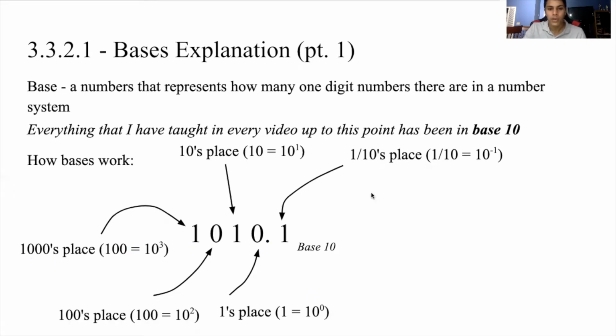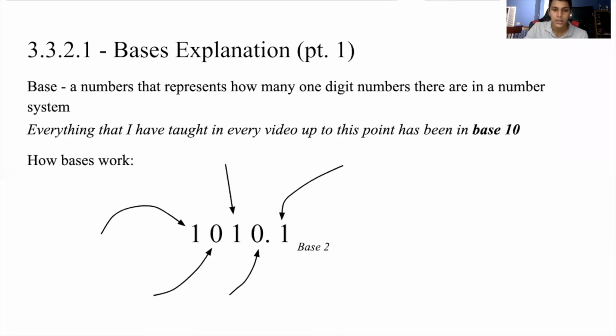So therefore, what if we switch the base? What if we're operating in base 2, for example? Well, now the values of these place values actually change, and everything that we have up here goes away. So what these represent now in base 2 is the 2 to the power of 0's place, the 2 to the power of 1's place, the 2 to the power of 2's place, the 2 to the power of 3's place, and yes, this one represents the 2 to the power of negative 1's place.